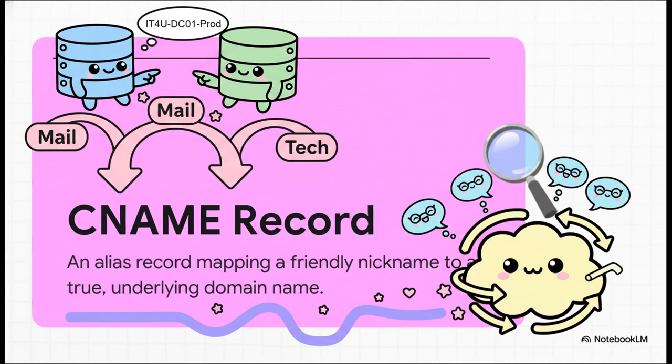A CNAME acts as a friendly alias, or a nickname, that points back to that complicated true server name. So you can create a simple, intuitive CNAME like mail or tech, and DNS will automatically reroute that easy-to-remember alias directly to the underlying IT4U-DC01-prod machine without the user ever even knowing.